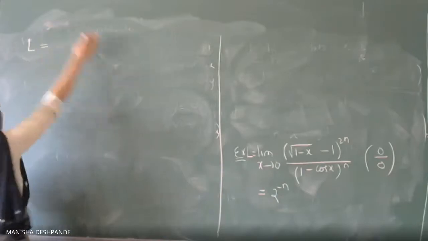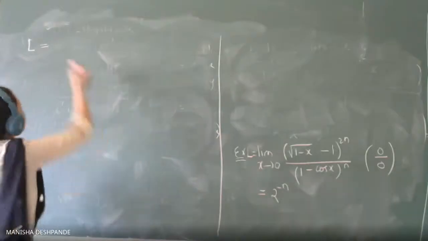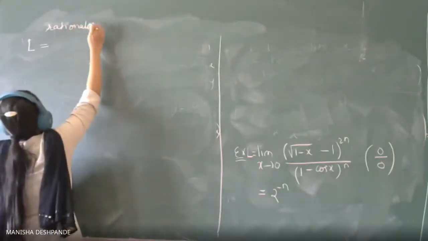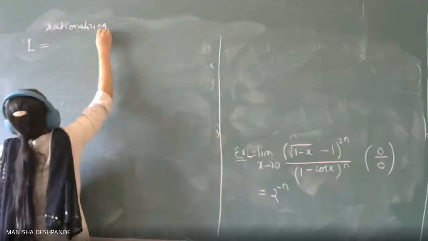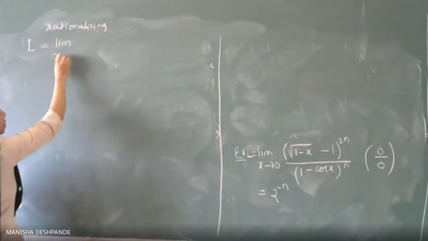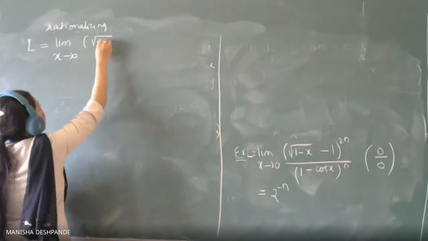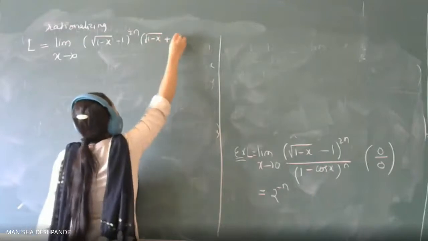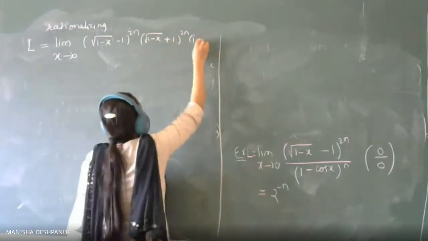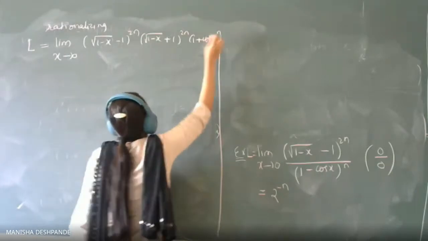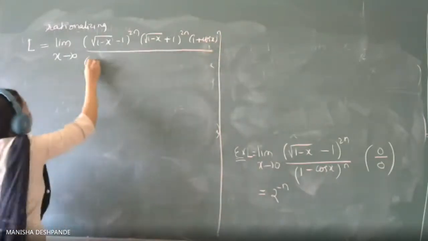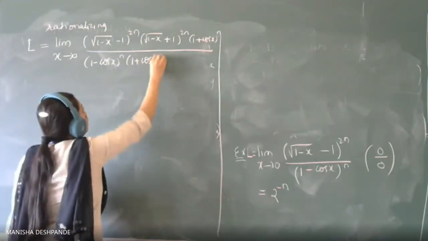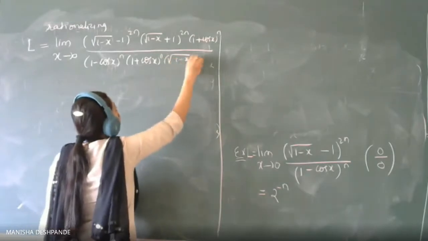So multiplying and rationalizing the given limit, we get n is equal to limit as x tends to 0, (root of 1 minus x minus 1) raised to 2n into (root of 1 minus x plus 1) raised to 2n into (1 minus 1 plus cos x) raised to n, divided by (1 minus cos x) raised to n into (1 plus cos x) raised to n into (root of 1 minus x plus 1) raised to 2n.